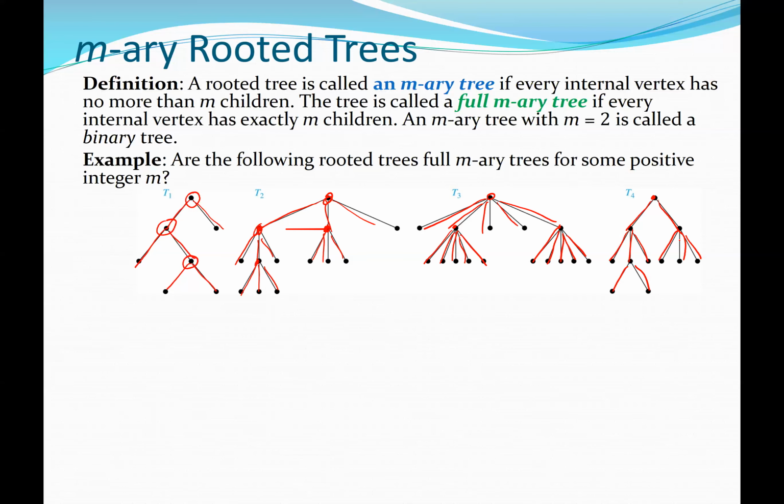So this is not a full m-ary tree on itself. And you can see that it's not even an m-ary tree, right? Because you cannot have more than the children they have. So this one here, you can see you have 2 children, but this one happened to have 3. So it's not even defined as an m-ary tree, right? Every internal vertex has no more than m children.